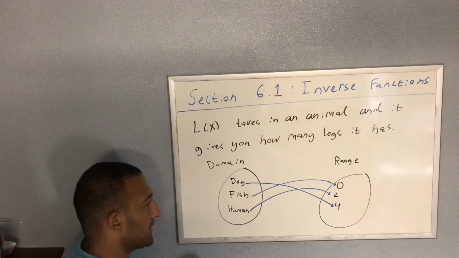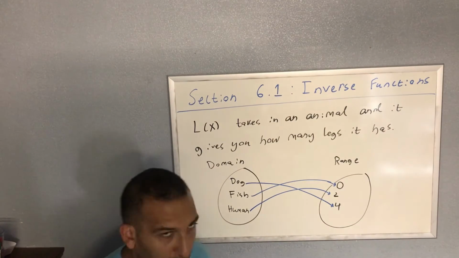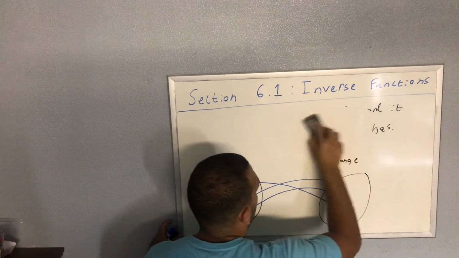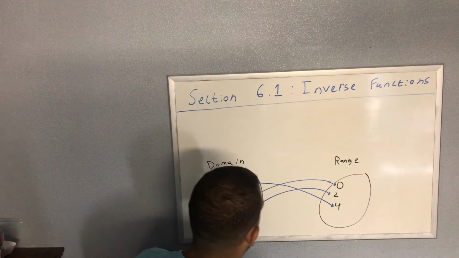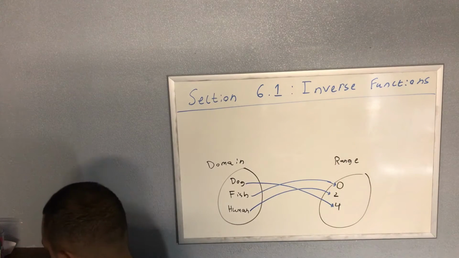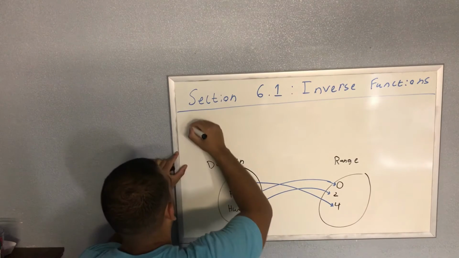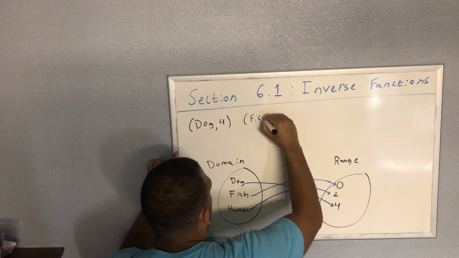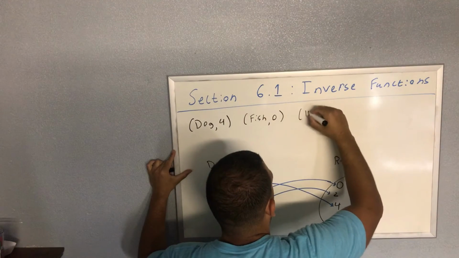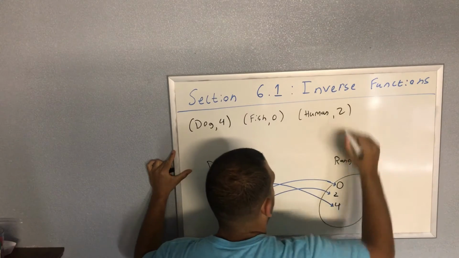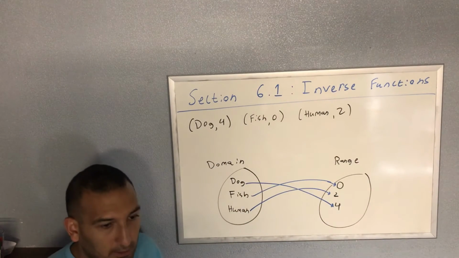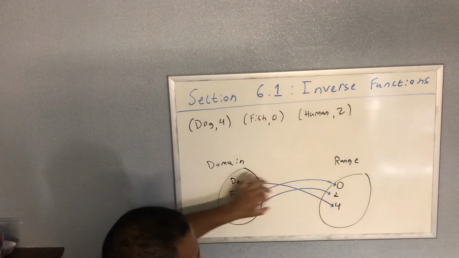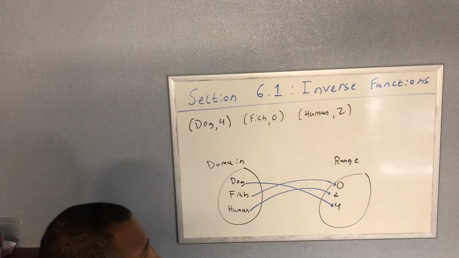Now, there's another way of representing this, which we know is with ordered pairs, right? So another way of representing this is the ordered pair: the first coordinate is the input, and the second coordinate is its corresponding output. So we would get a set of 3 ordered pairs here. We would get (dog, 4), (fish, 0), and (human, 2), and so on and so on. Okay, so this is one way of representing it with the arrows and blobs. This is another way of representing it.